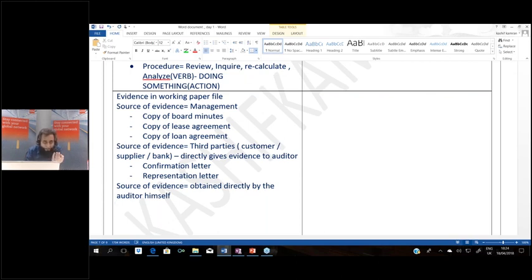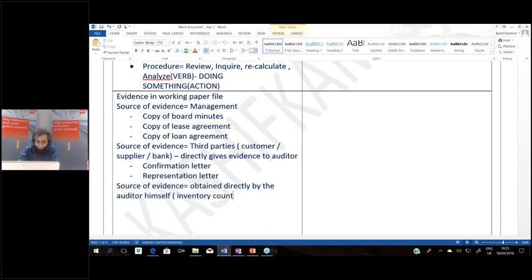If you inquire management, that is a procedure, right? But what evidence will you have that you inquired the management? If you do the recalculation, that is a procedure, right? But what evidence will you have in the file of recalculation? So there are many things, right? There are many things you do yourself. For example, something you do yourself is what? Inventory count.